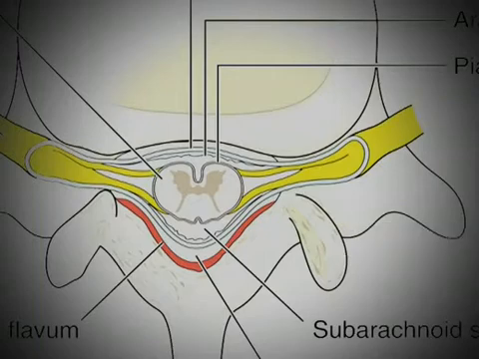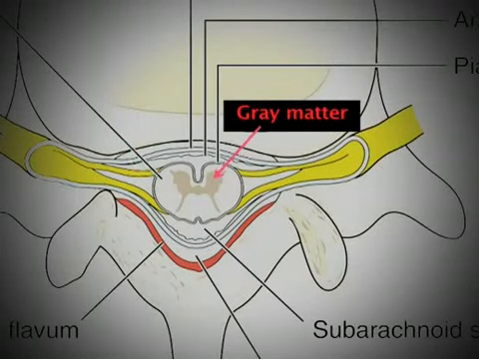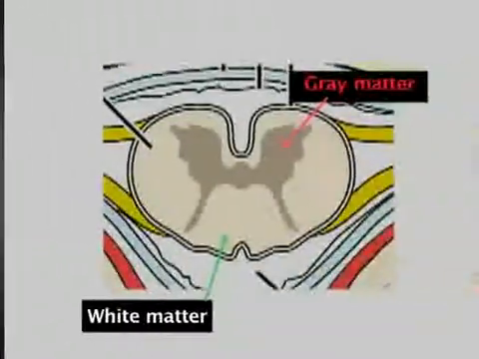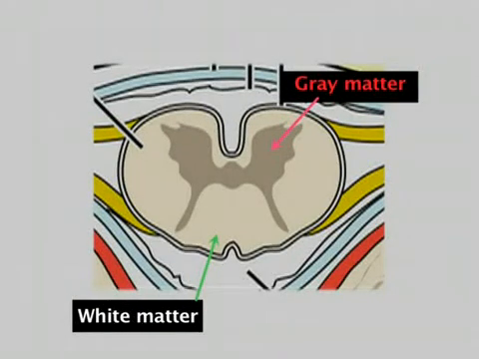Now, there are gray matter and white matter in the spinal cord. The gray matter is inside and the white matter is outside. So there is inside gray matter and outside white matter in the spinal cord. Now gray matter forms an H-shaped structure. That is inside, you can see it in the picture. There is an H-shaped structure made up of gray matter. Now, the white matter is seen outside.